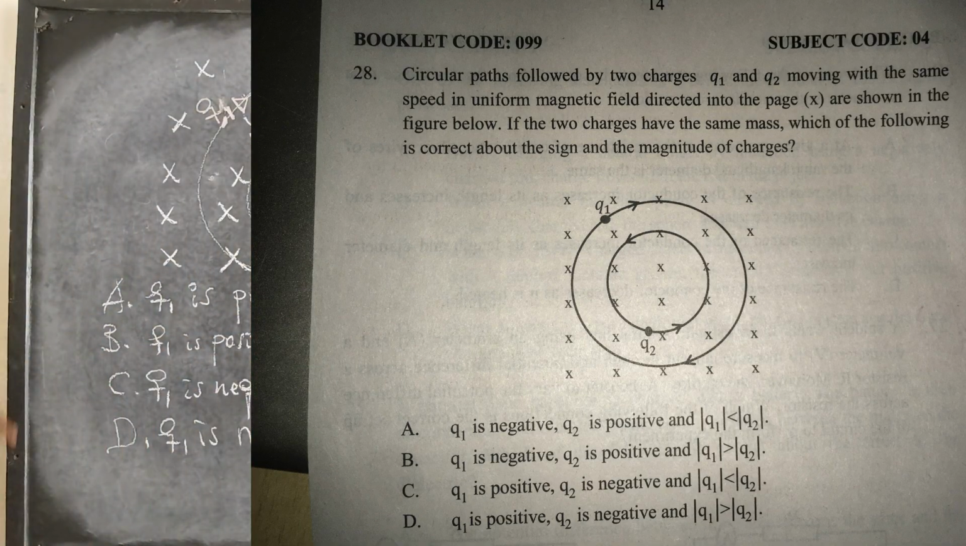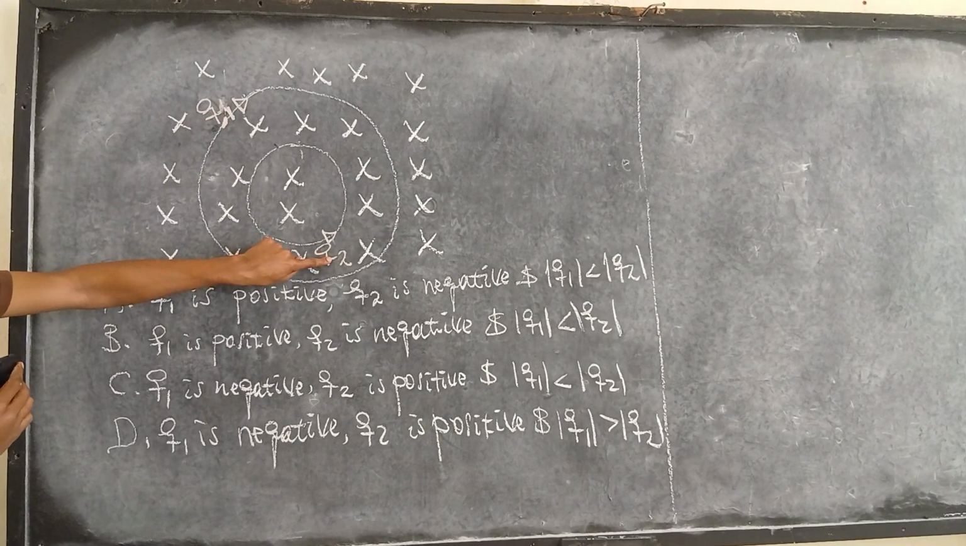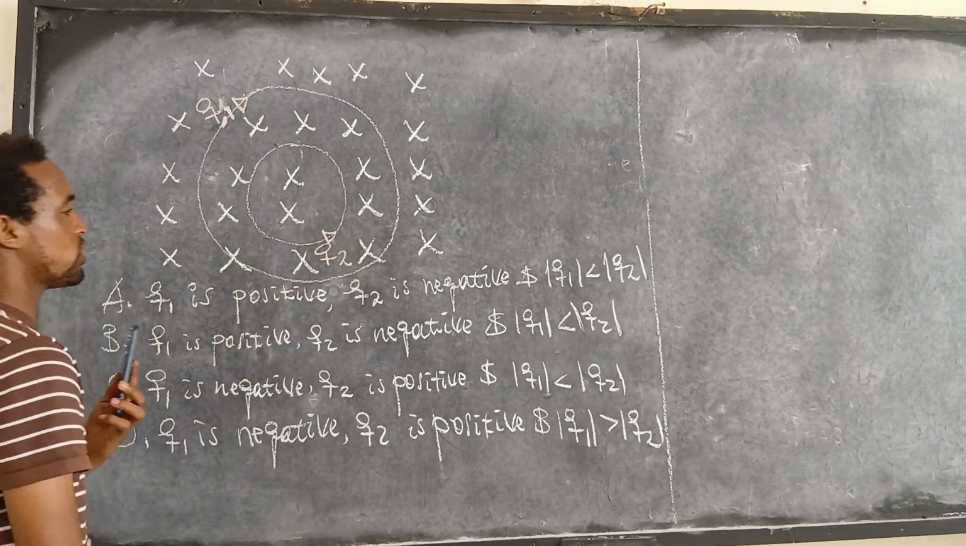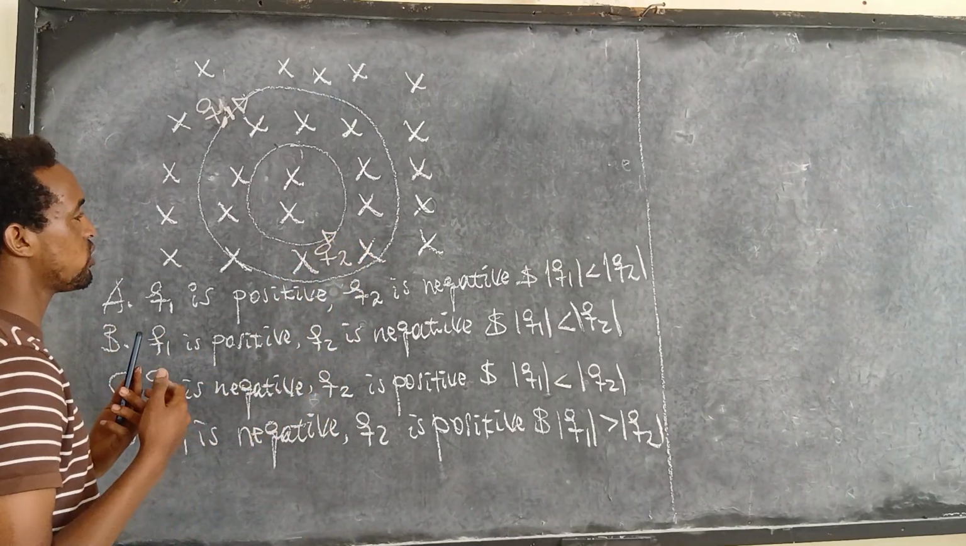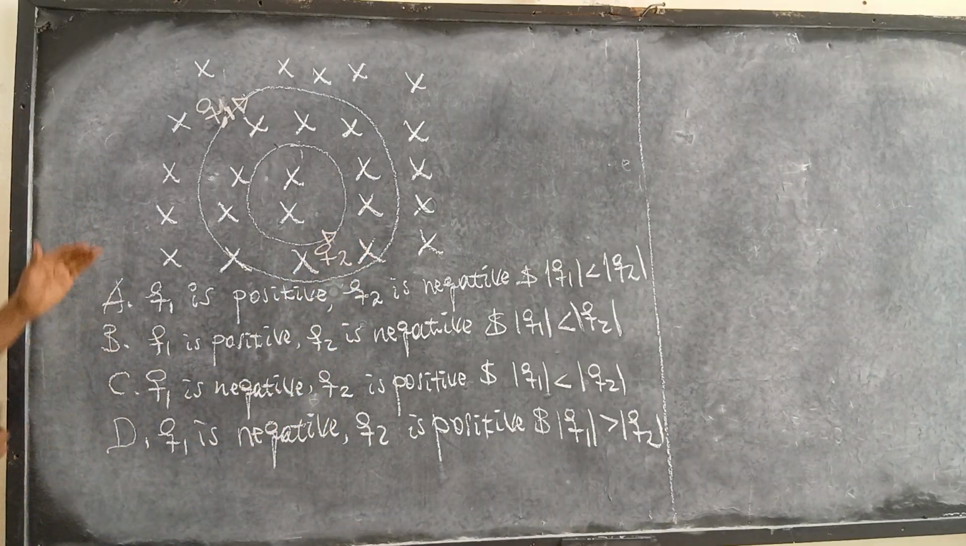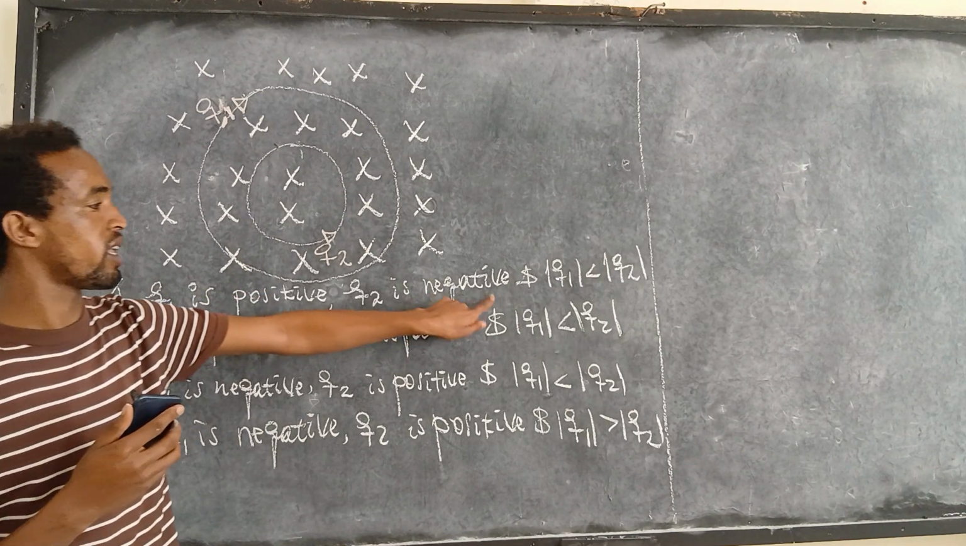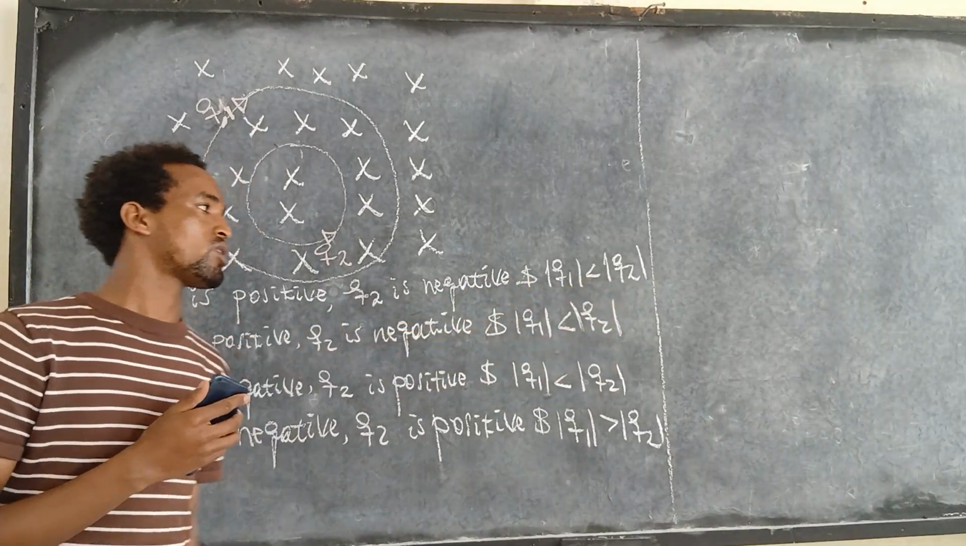And four options are given as follows. Here we have charge 1 and charge 2, and we do have four options. There is a magnetic field into the page, and we are asked to find which statements are correct from these options. The first option says Q1 is positive and Q2 is negative, while the magnitude of Q1 is less than Q2.